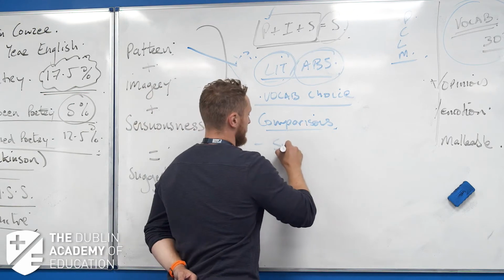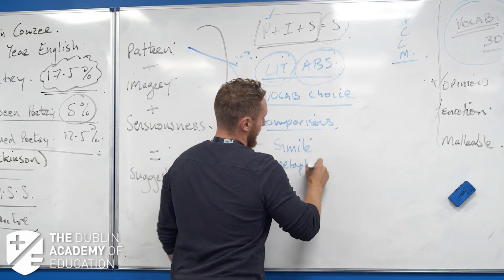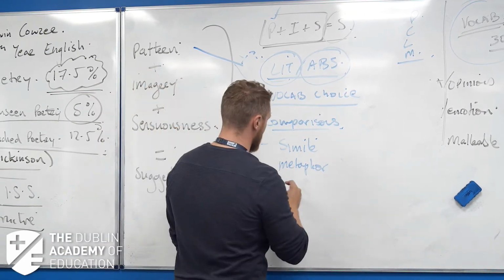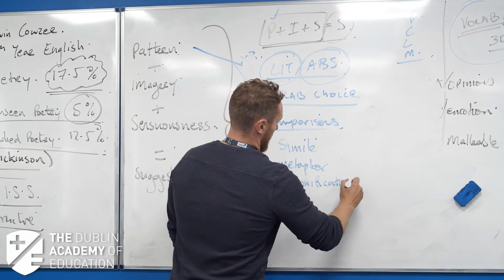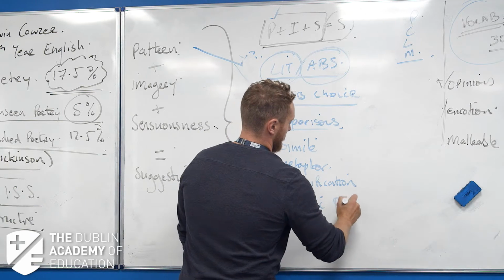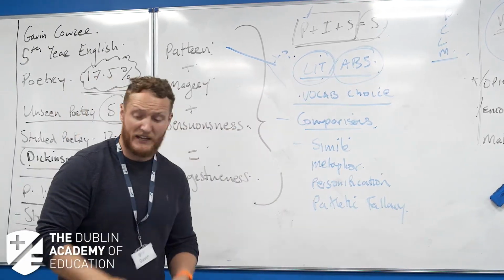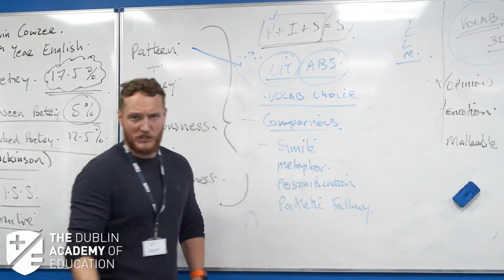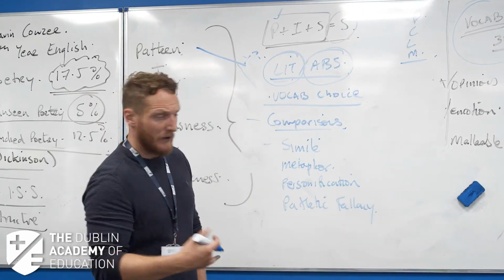I would expect that you guys will be able to come up with certainly four staples in terms of our comparison: similes, metaphors, personification, pathetic fallacy. Those would be the 4 guys that I would expect you to get straight away and be comfortable with. Similes, using like or as; metaphors, making comparisons without using like or as.